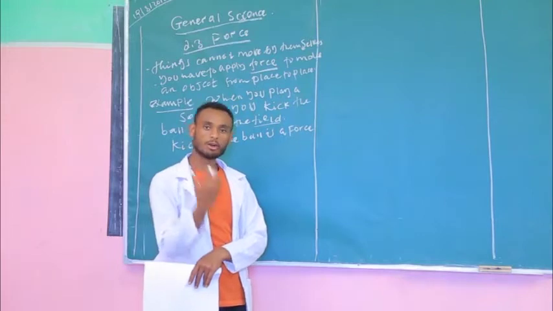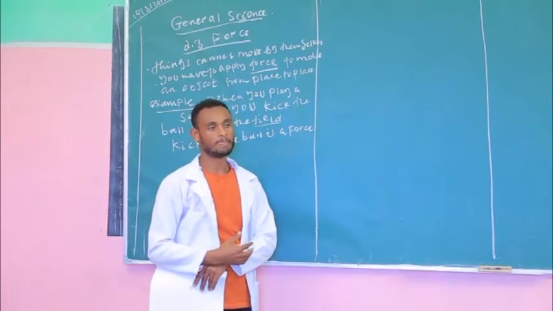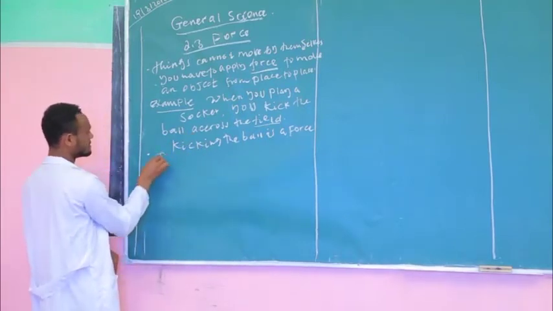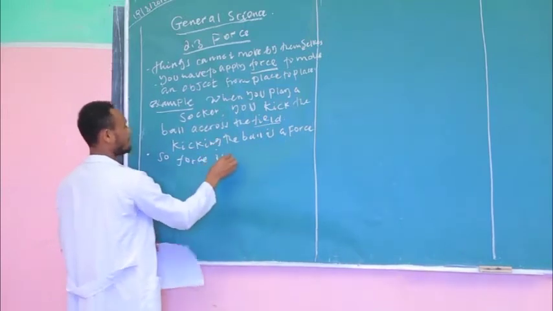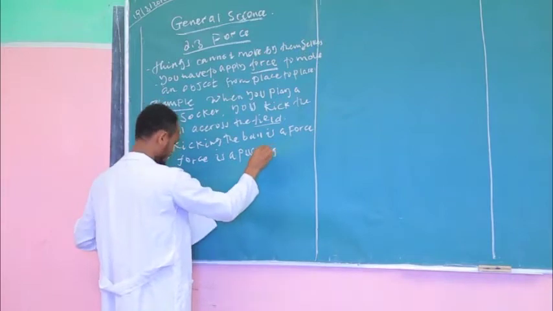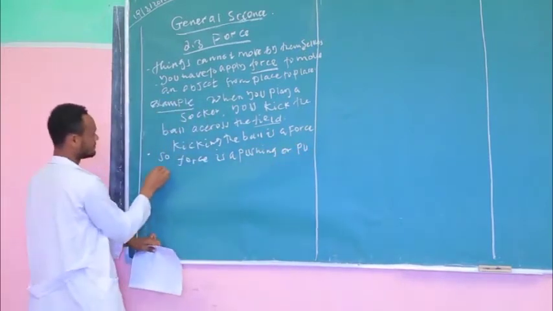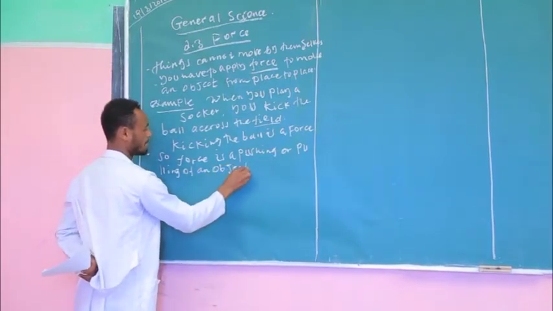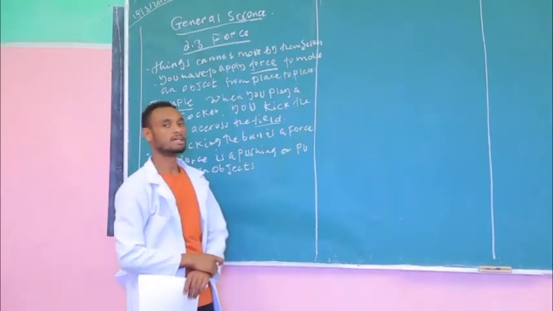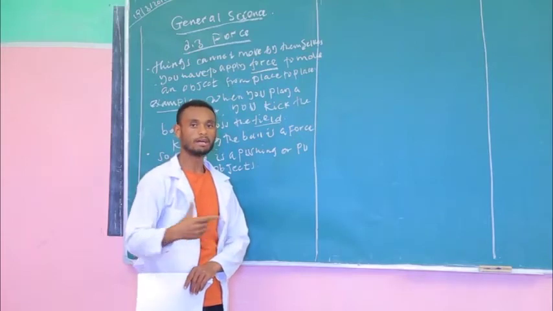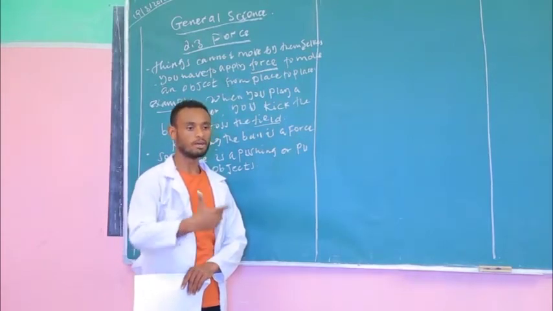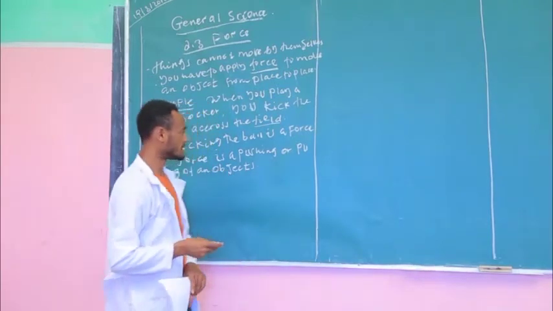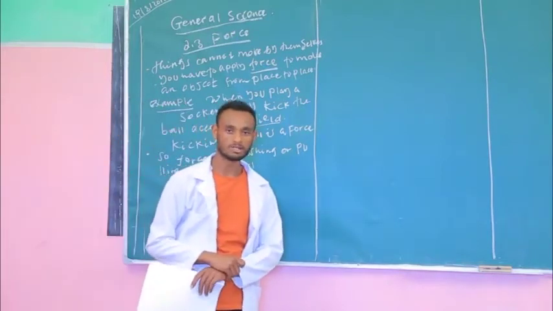That's why for an object to be moved from one place to another, it needs a force. So force is a pushing or pulling of an object. Students, force is pushing or pulling of an object. When you push or when you pull an object, it means that you are applying a force on a given object. Students, what is pushing and what is pulling?